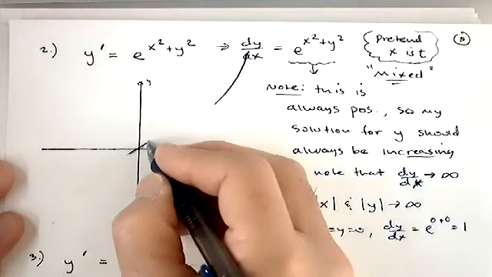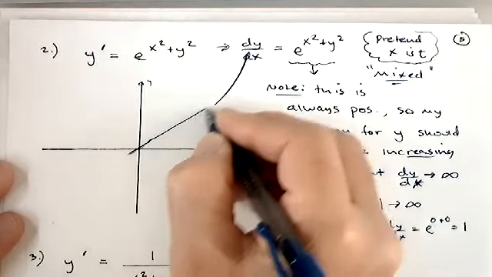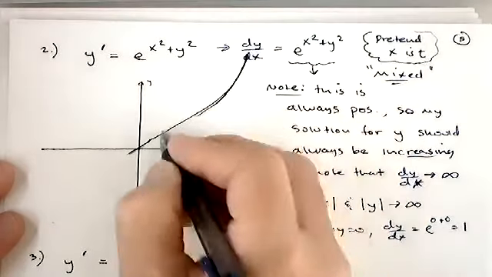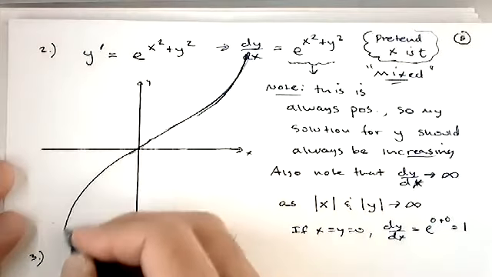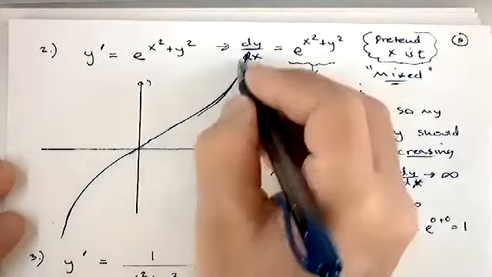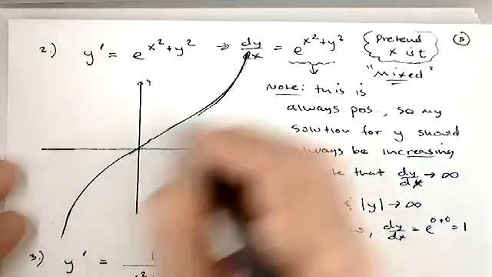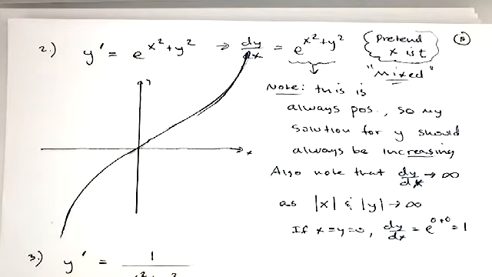But what's going to happen is, as we move here, it's going to get infinitely steep. And same thing over here. As you move over here, this is going to get infinitely steep. It's always increasing and just getting steeper and steeper at the ends.